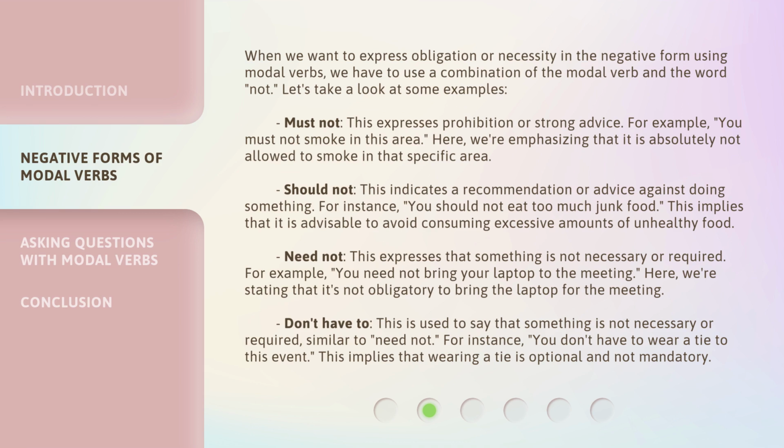Don't have to. This is used to say that something is not necessary or required, similar to need not. For instance, you don't have to wear a tie to this event. This implies that wearing a tie is optional and not mandatory.